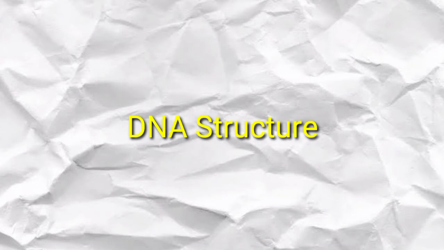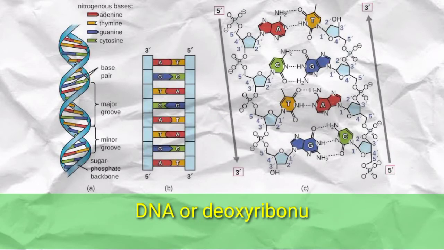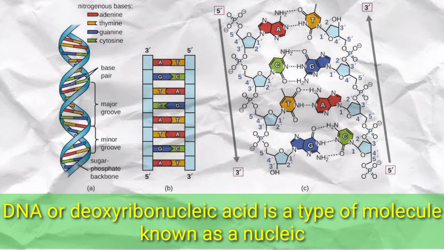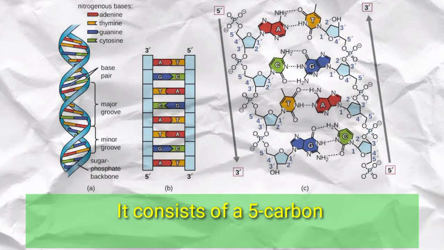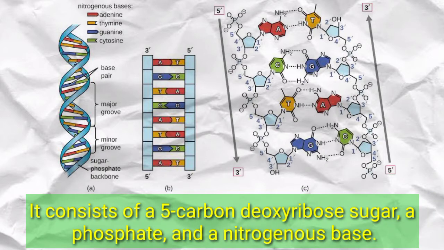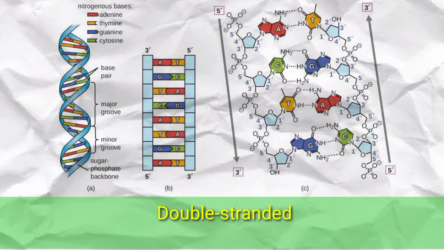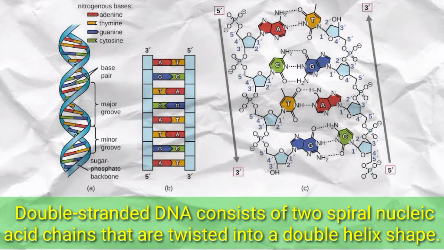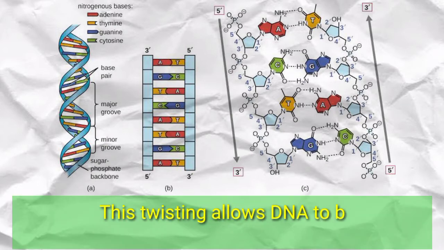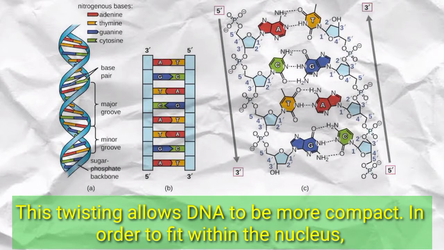DNA structure. DNA, or deoxyribonucleic acid, is a type of molecule known as a nucleic acid. It consists of a 5-carbon deoxyribose sugar, a phosphate, and a nitrogenous base. Double-stranded DNA consists of two spiral nucleic acid chains that are twisted into a double helix shape. This twisting allows DNA to be more compact in order to fit within the nucleus.